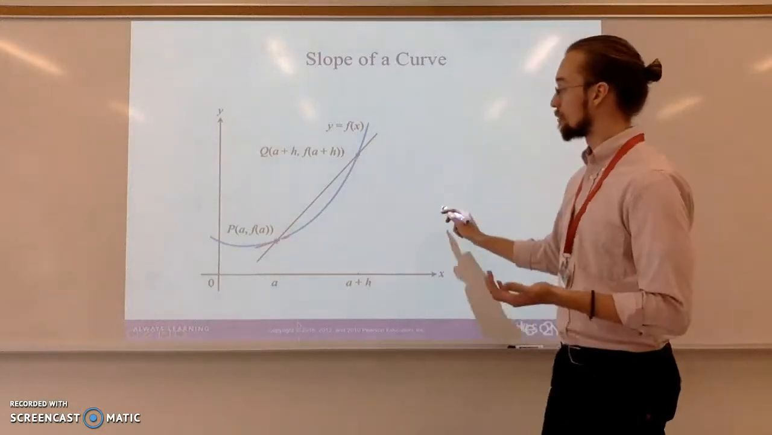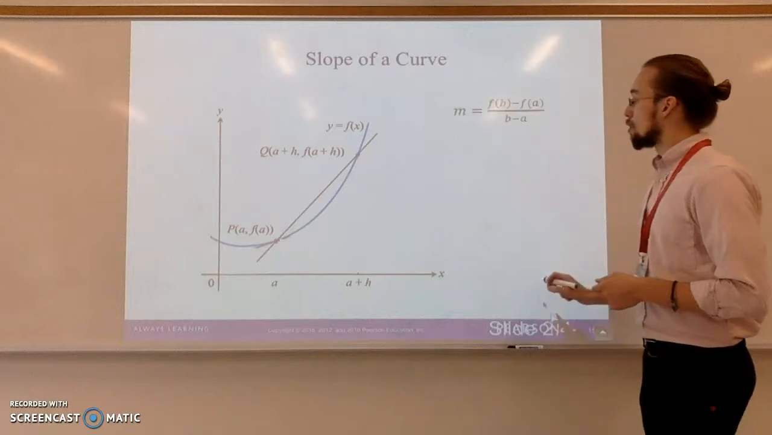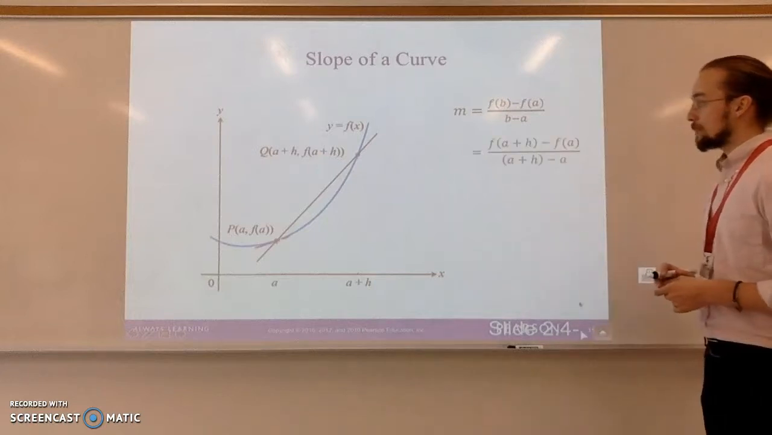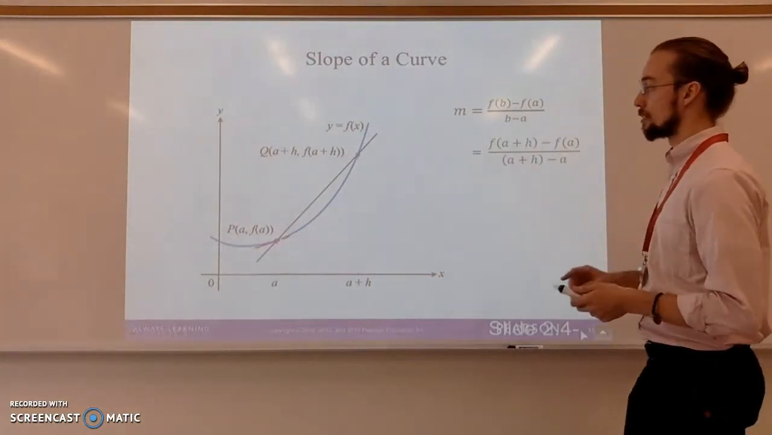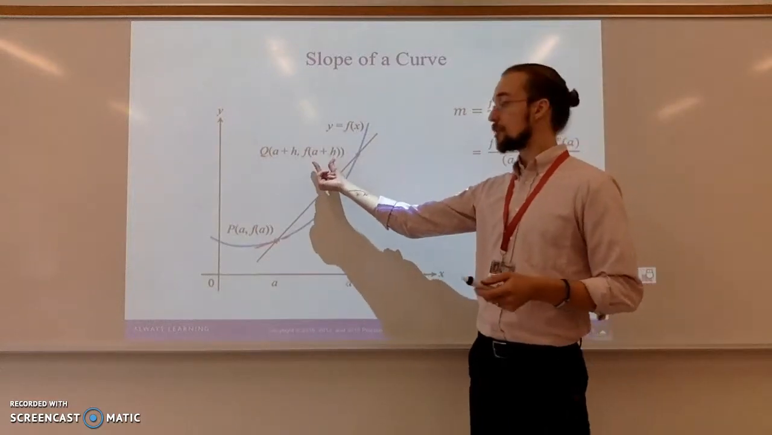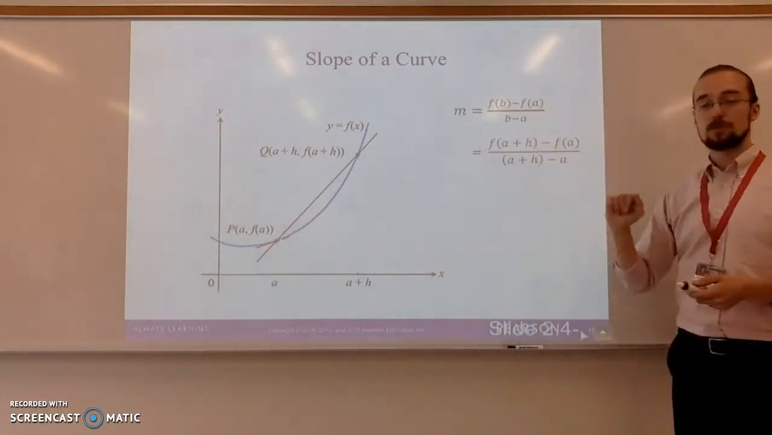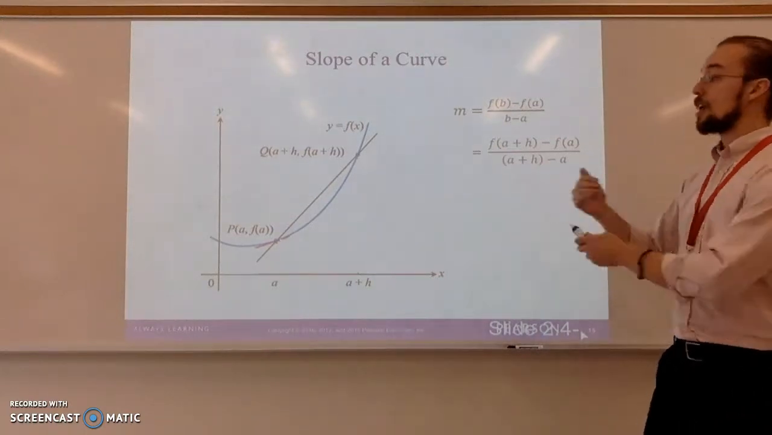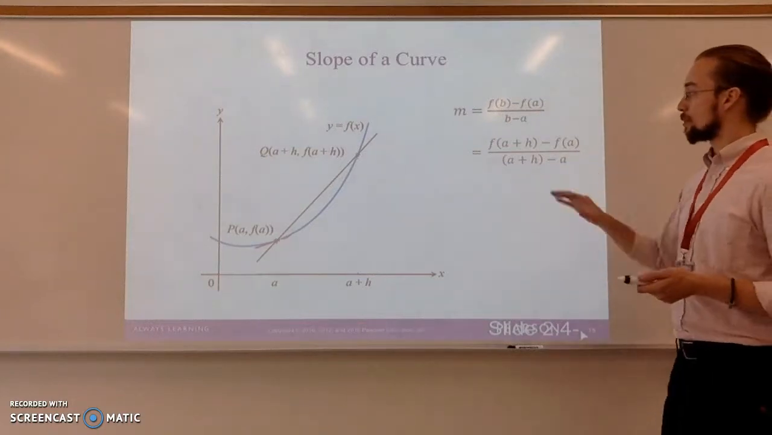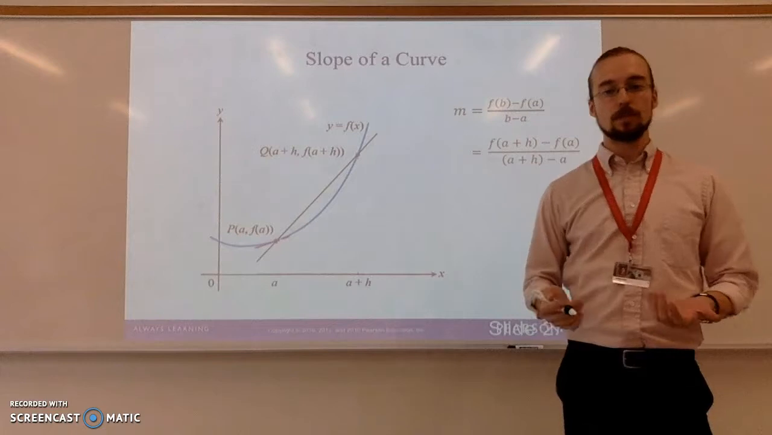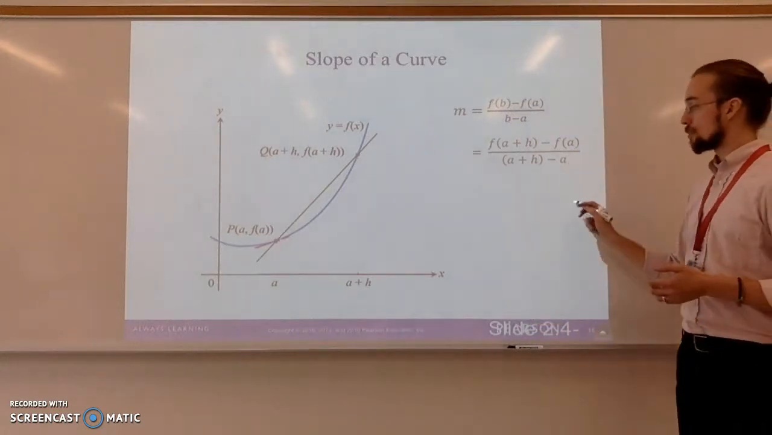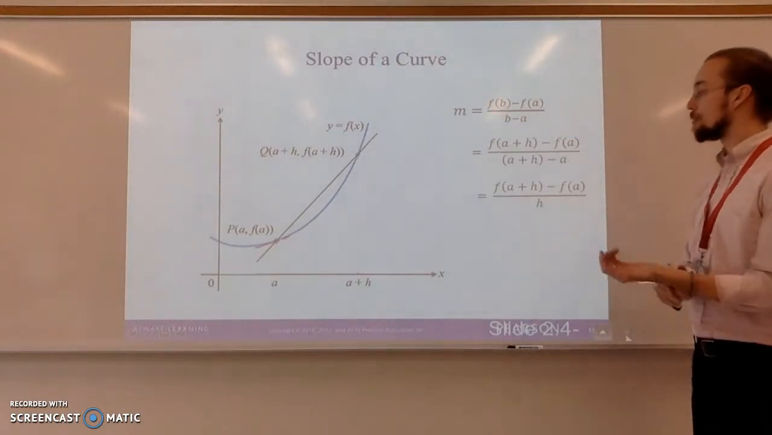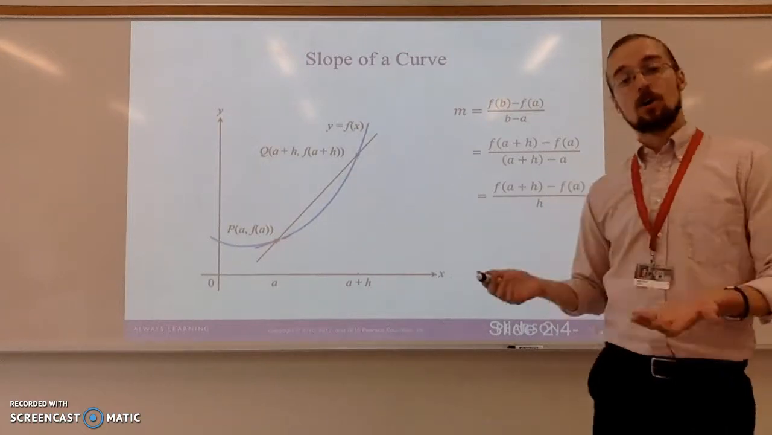Well, let's find the slope between them. I know that slope is f of b minus f of a over b minus a. If I plug all of this information in, I'm going to have f of a plus h minus f of a, those are my two y values, over b minus a. My b value is a plus h, and my a value is a. Plugging that into my average rate of change, I get this. Then we can simplify the bottom a little bit, and I can say that this is just f of a plus h minus f of a over h.